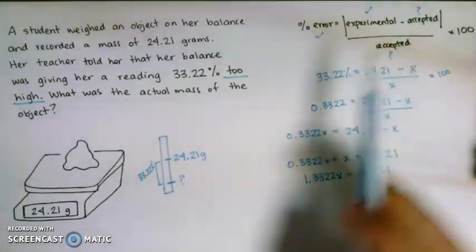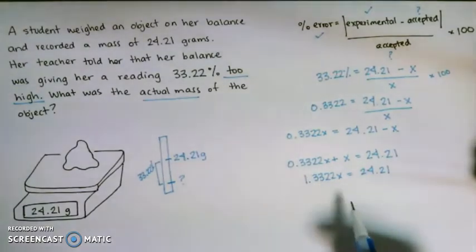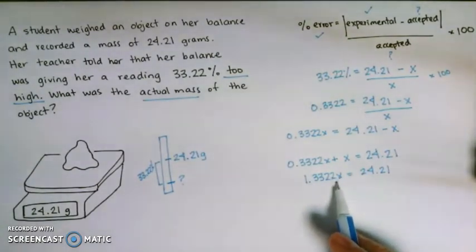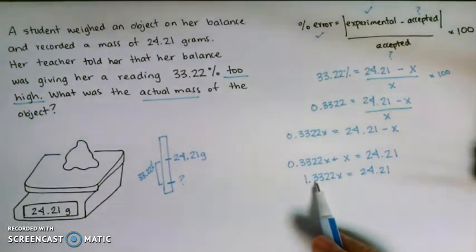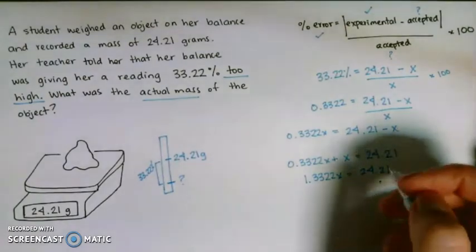What I'm trying to do is getting this x alone, which is my accepted value, which is what I am looking for. What is the actual mass, the accepted mass of the object? So, because this is multiplying, I am going to be dividing 1.3322. I'm going to bring it to this side, dividing the 24.21.